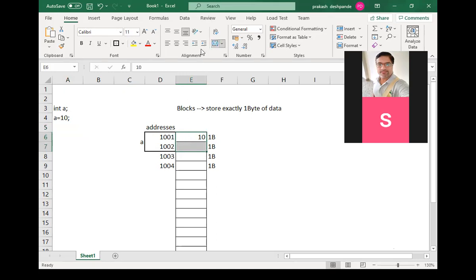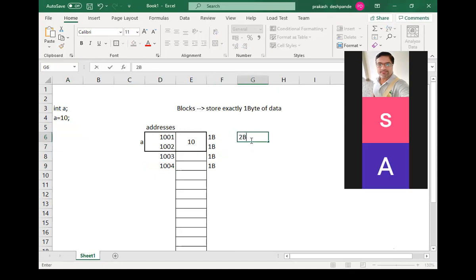Let me try to show you like this. So 10 is occupied not in a single memory block but in two consecutive memory blocks. Is this understood, students? Yes, sir. Together these two blocks make 2 bytes of data. So these 2 bytes of data are for the variable a.